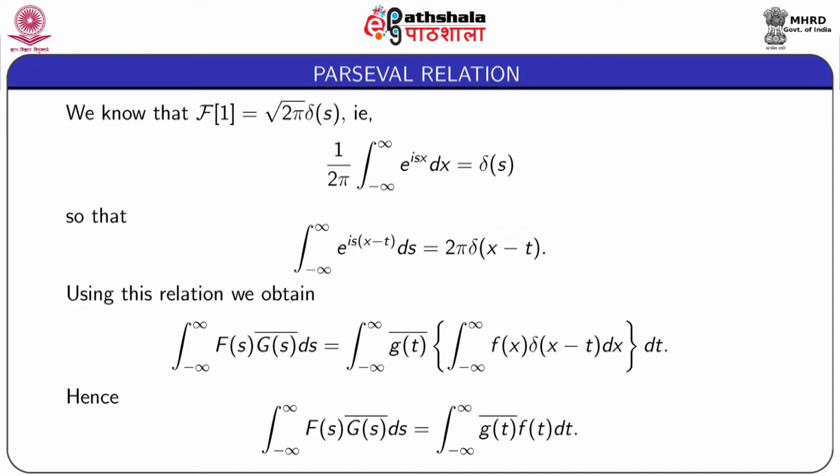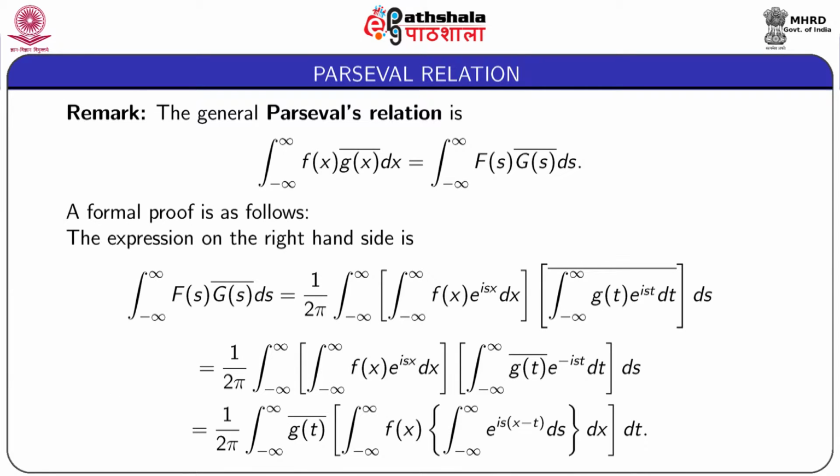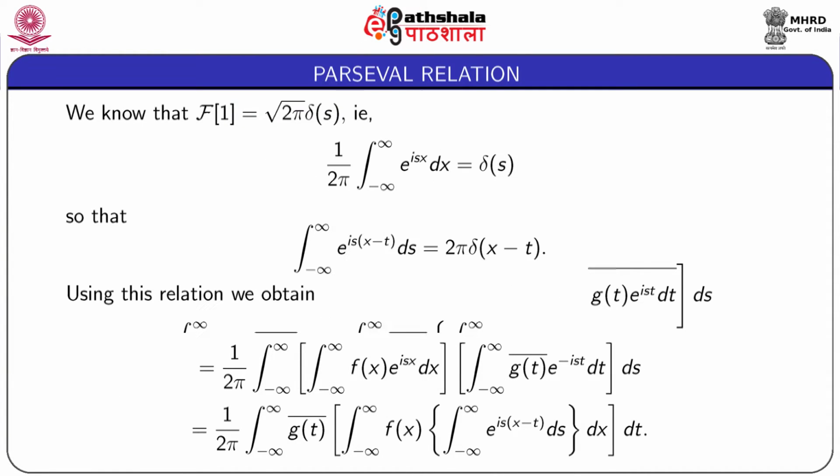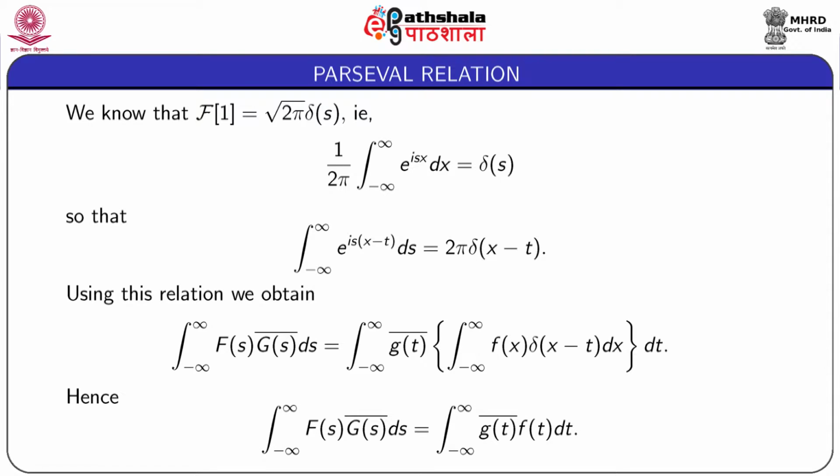Now, we consider the innermost integral, that is the s integral. If we consider this result, we can write the integral of F(s) G bar(s) ds, that is equal to the integral of small g bar(t) times the integral from minus infinity to plus infinity of small f(x) delta(x minus t) dx dt. That means the innermost integral here, this is delta(x minus t), and we have substituted that here.